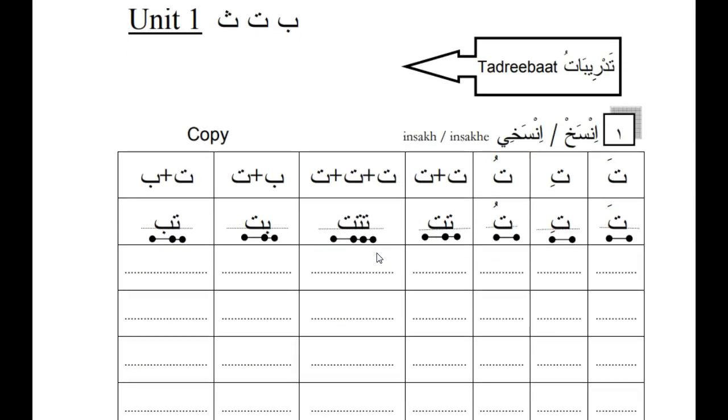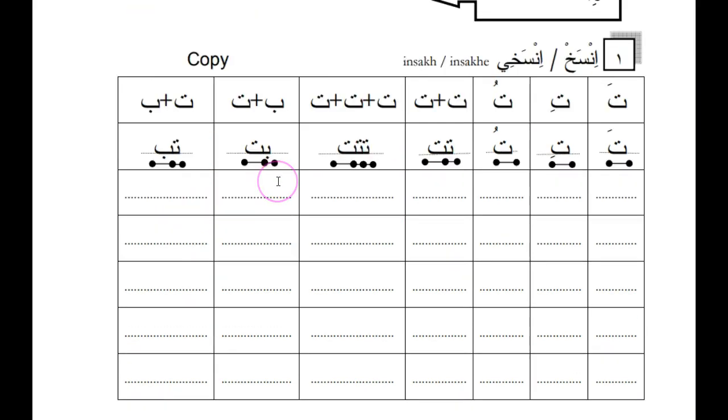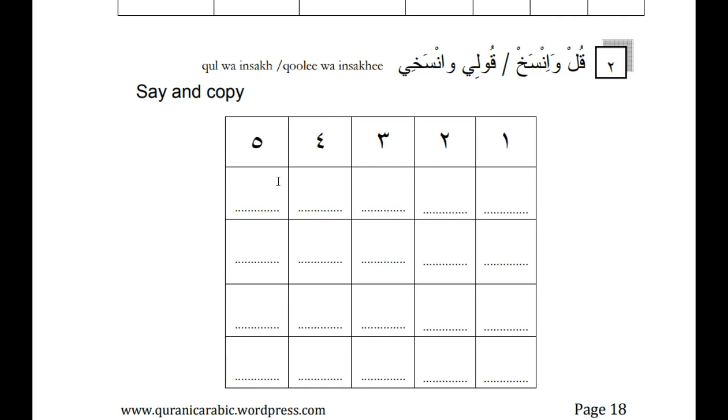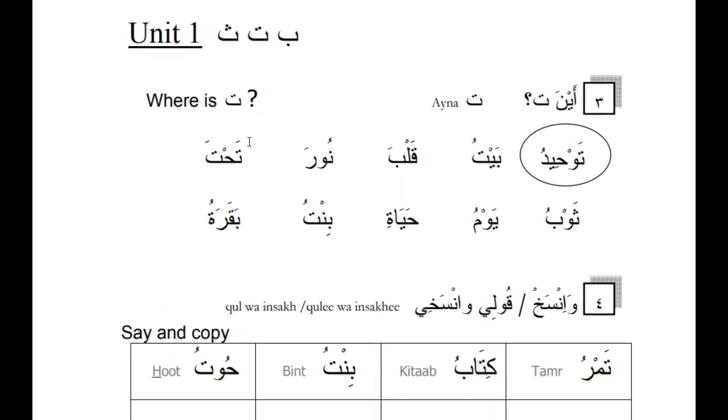So, we will do this exercise at home. We will write ta, ti, tu. We will connect two tas, three tas, and then ba with ta and ta with ba. The numbers: واحد, اثنان, ثلاثة, أربعة, خمسة. And draw them. And then we are going to do this exercise. أين تا? Where is ta?